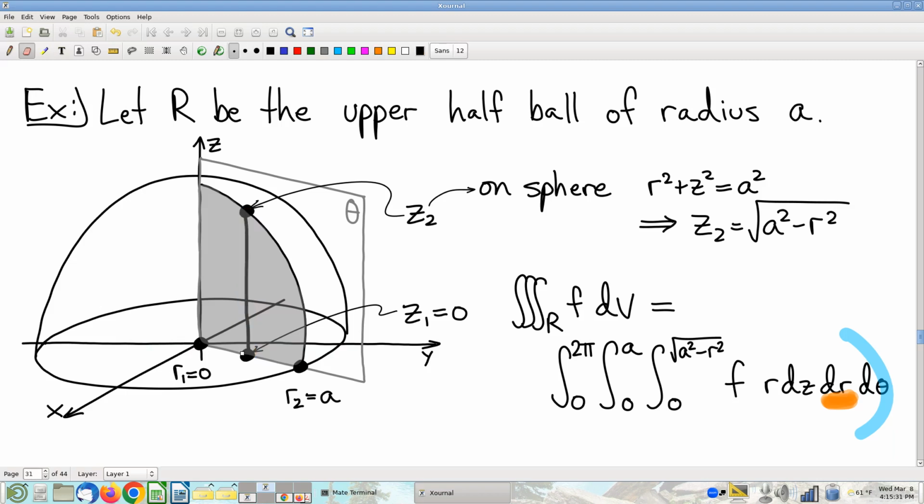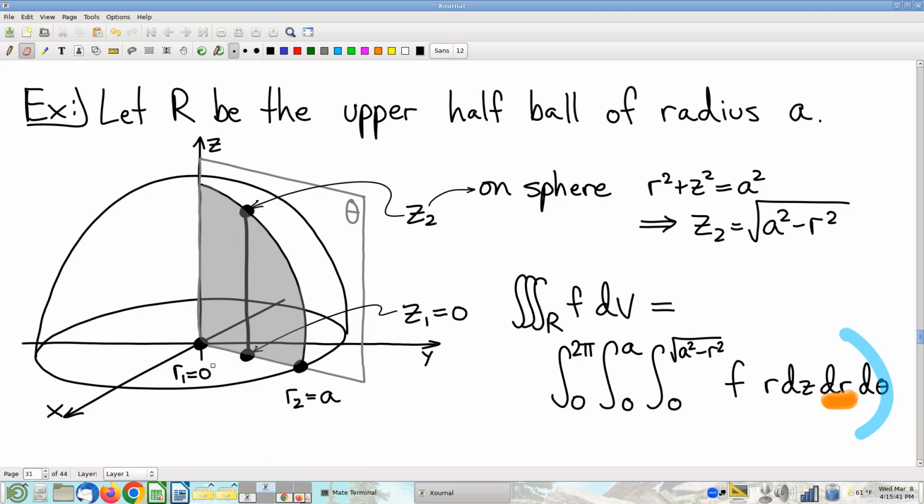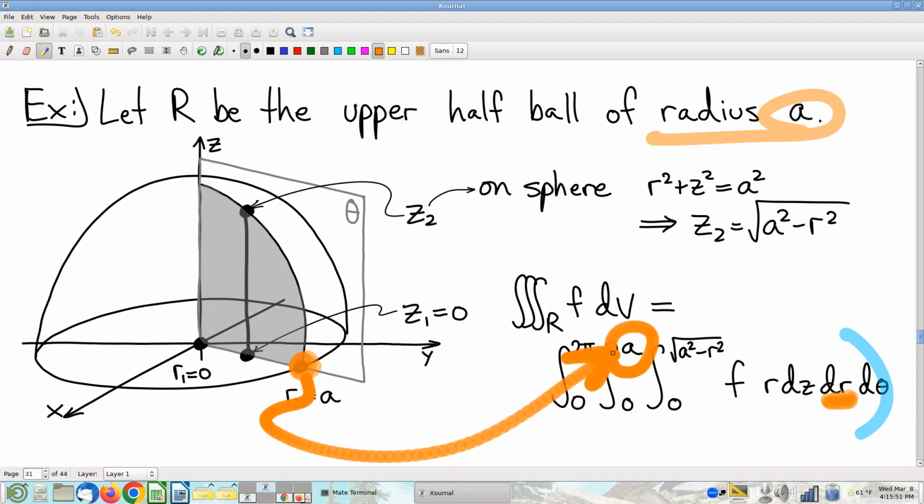Okay, first and last. First slice is there. We're pretty clearly on the z-axis, and so R is 0. Last slice is going to be there, which is on the edge of the ball, which has radius A, which means that R there is A. So 0 to A. Okay, then we fix a value of R.